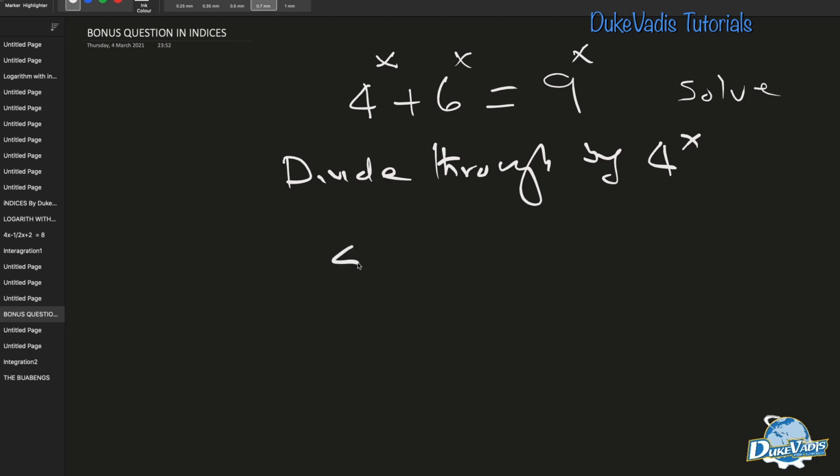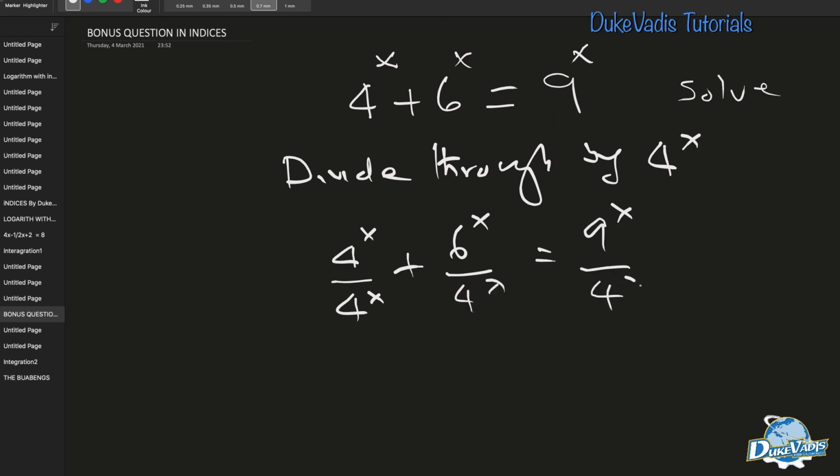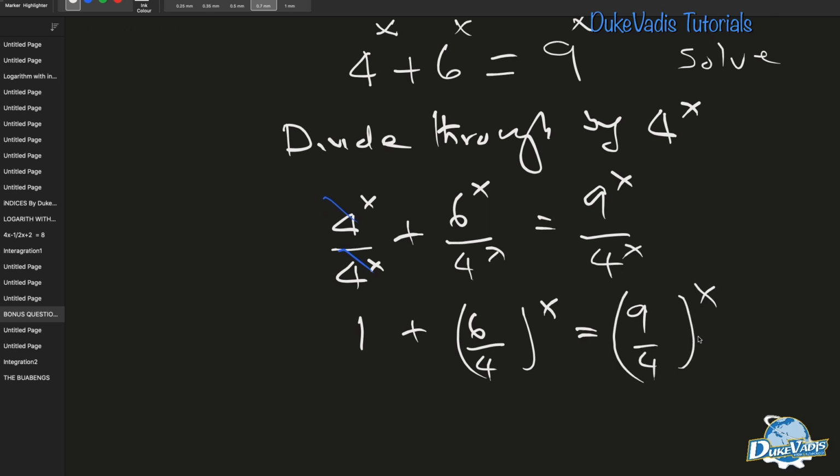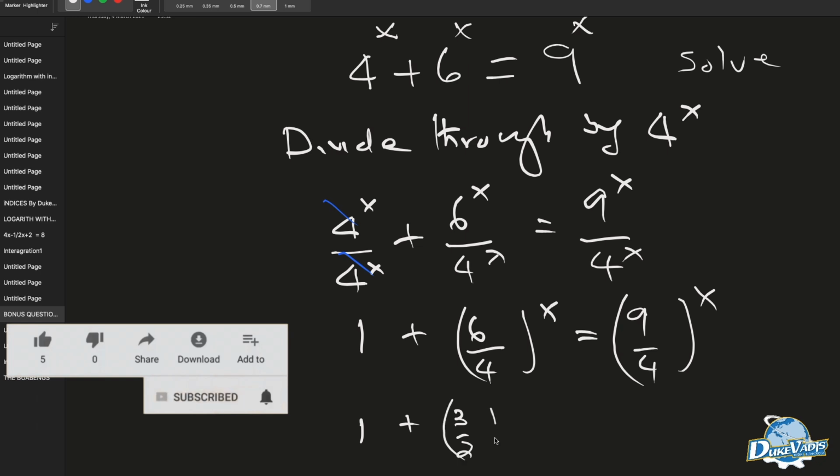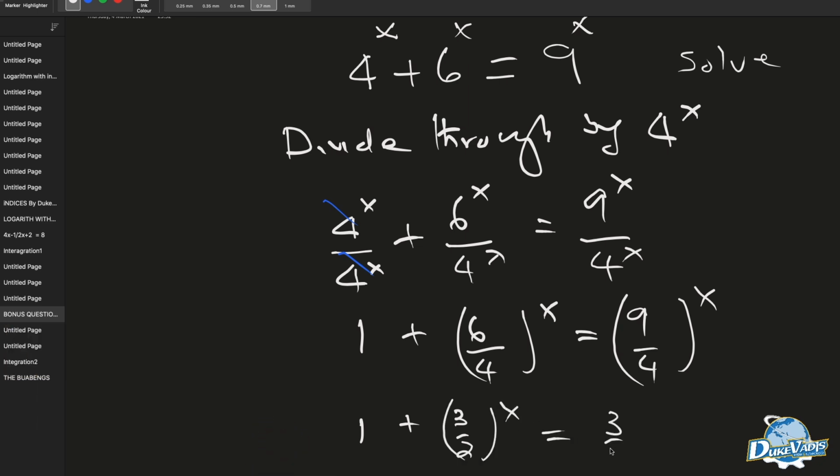So if I say that, then this will be 4 exponent x divided by 4 exponent x plus 6 exponent x over 4 exponent x is equal to 9 exponent x over 4 exponent x. This will cancel this. So I'm going to get 1 plus 6 over 4, which I can write like that, to the power x, and I can also write 9 over 4 to the power x. Simply, I can break this further. I can say 1 plus 3 over 2 exponent x is equal to 3 over 2 squared, exponent x.